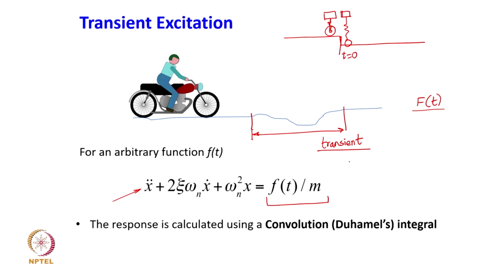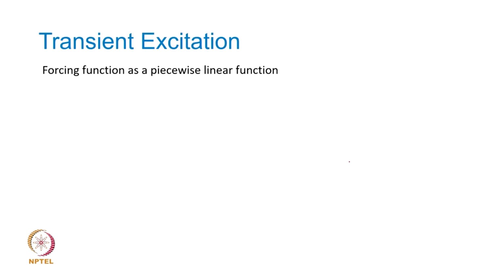The response of course is calculated using what is known as a convolution integral, also known as Duhamel's integral, after the scientist who proposed this integral. Now, since the forcing function can be arbitrary and will be of short duration, we treat this function as a piecewise linear function.